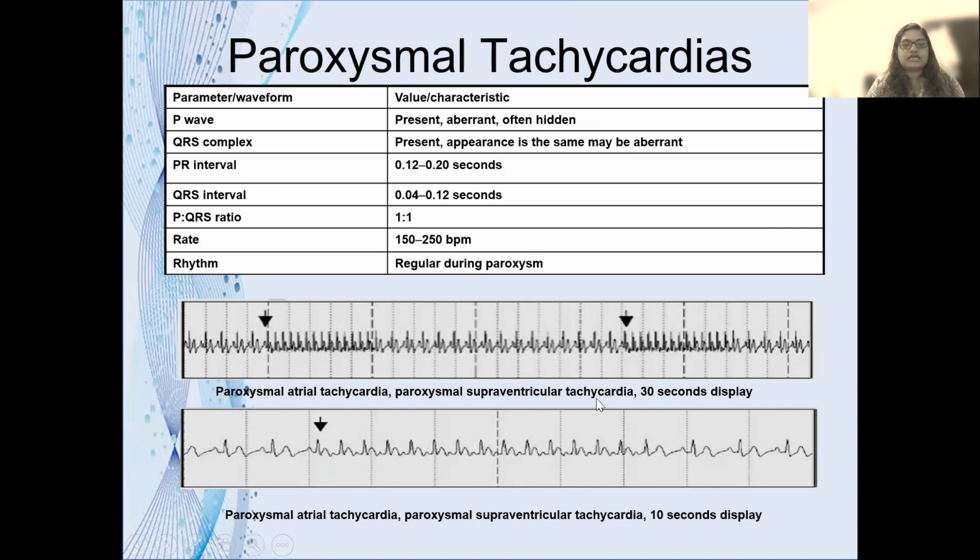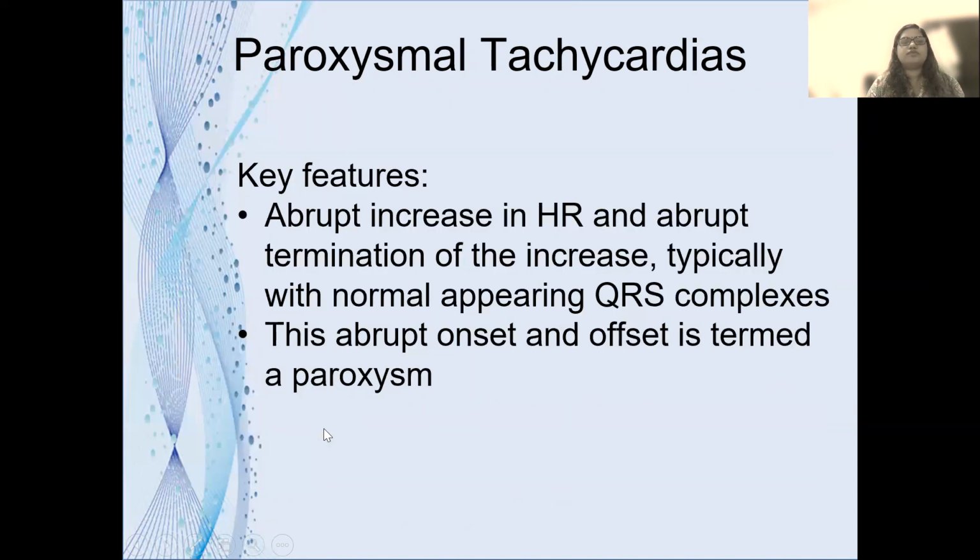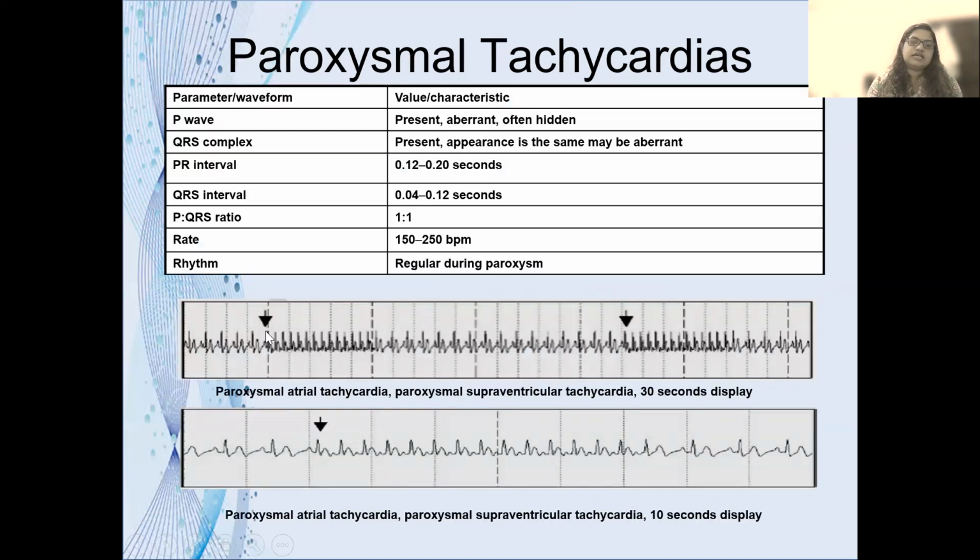So paroxysmal tachycardia, supraventricular tachycardia in 30-second display and 10-second display. You can see that there is an abrupt increase in the heart rate and abrupt termination of the increase in the heart rate, typically with normal appearing QRS complexes. So this abrupt onset and offset is termed as paroxysm. That's why it's called paroxysmal tachycardia. So you can see that suddenly the heart rate increases and then it slows down. Then again it increases and then slows down. So that is called paroxysmal.